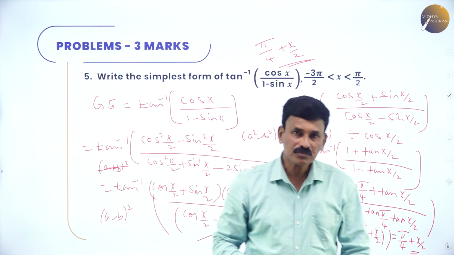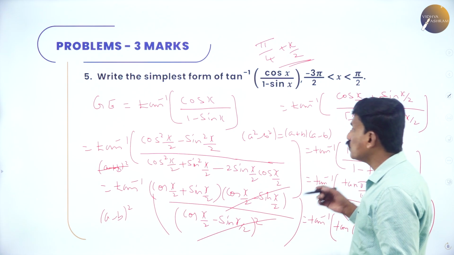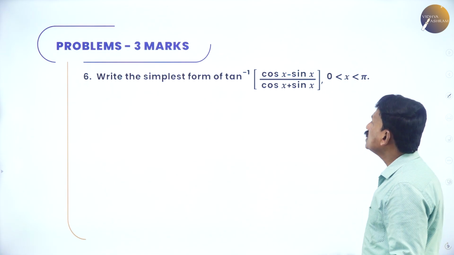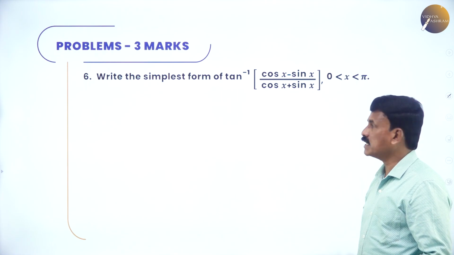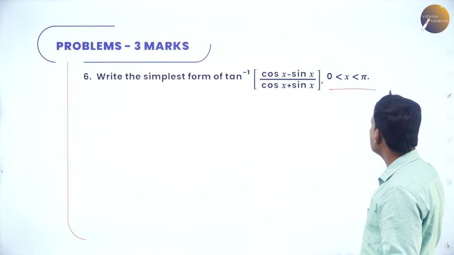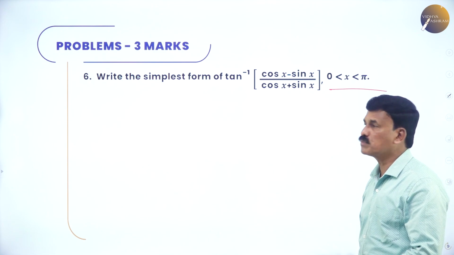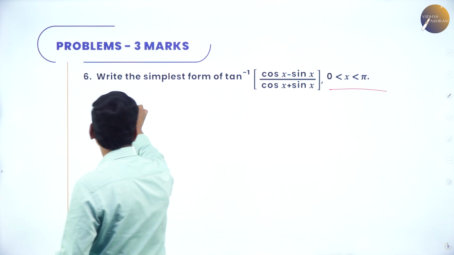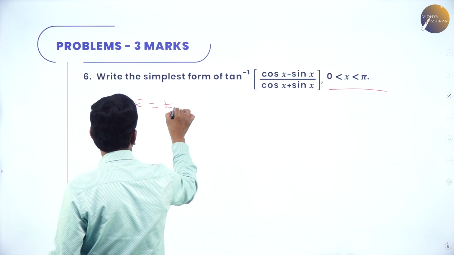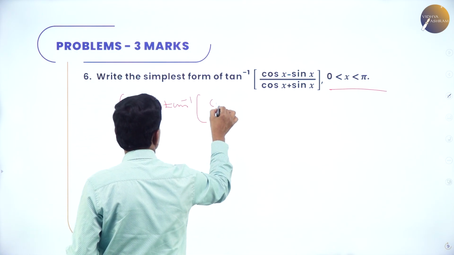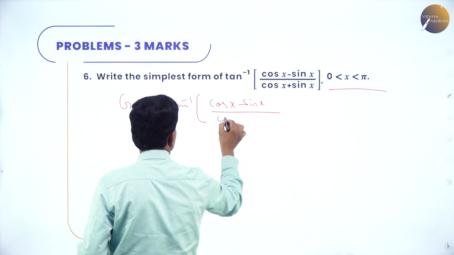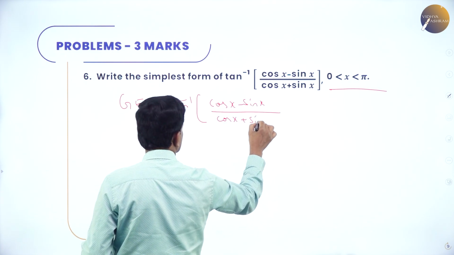Okay. Now there is a similar type problem. Move on to the similar type problem. Write the simplest form of tan inverse of cos x minus sin x divided by cos x plus sin x, where x lies between 0 and pi. Same problem. Convert this into tan. That's it. So the given equation is tan inverse of cos x minus sin x divided by cos x plus sin x.